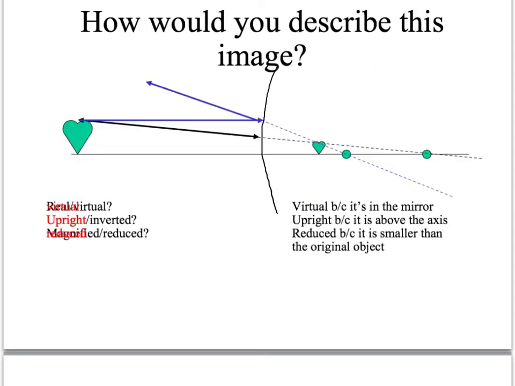All right, so how would we describe this image? We would describe it, it's in the mirror. So is it real or virtual? It's virtual, good. Is it magnified or reduced? It's reduced because it's smaller, and it's upright because it met up on top of the principal axis. If it's inverted, it's going to meet up down here below the principal axis, and it's going to be on this side. That's just a little hint.